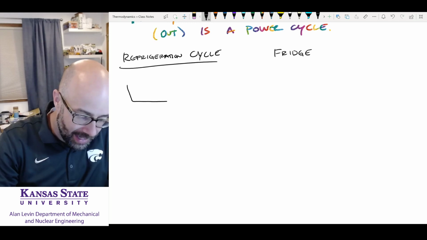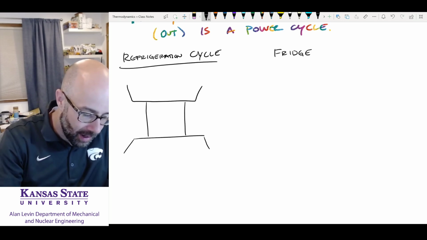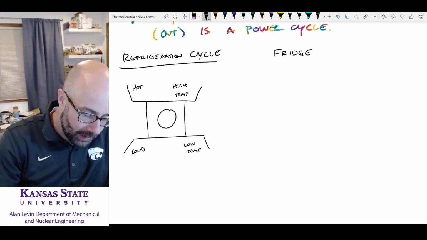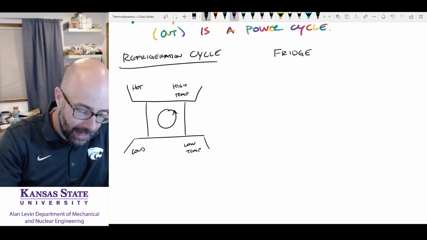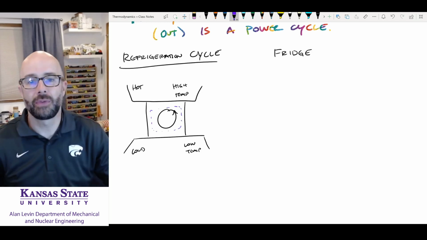Let's draw the same diagram that we did before. Okay, this is going to be our hot reservoir or our high temperature reservoir. And this is going to be our cold reservoir or our low temperature reservoir. And we're going to have a cycle in here, and this is what we're going to be analyzing, this cycle. And let's see what happens for a refrigeration cycle.